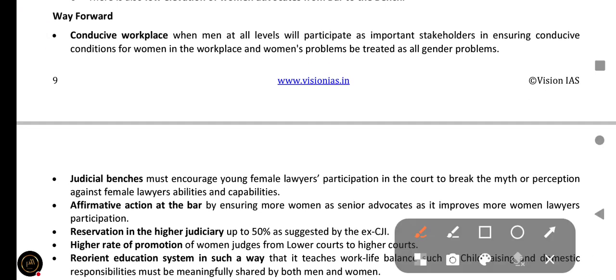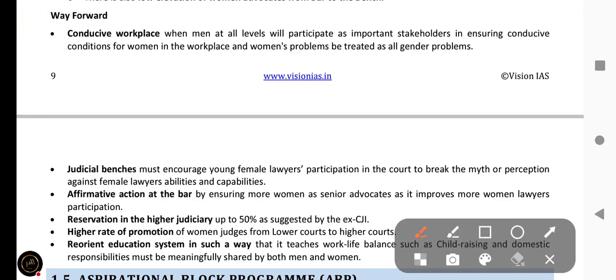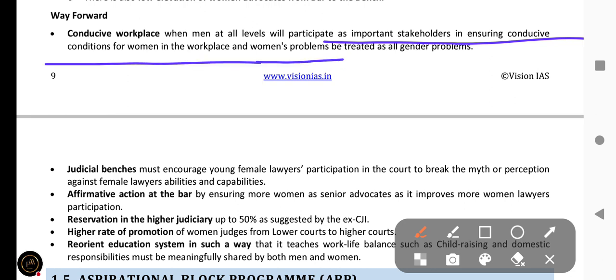Okay, so you can remember how these vacancies are filled will be filled with the women, in which the participation of women will be increased. First solution is conducive workplace. When men at all levels will participate as important stakeholders in ensuring conducive conditions for women in the workplace, and women's problems be treated as all gender problems.